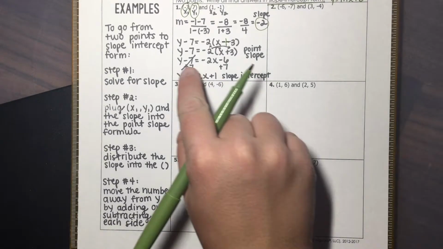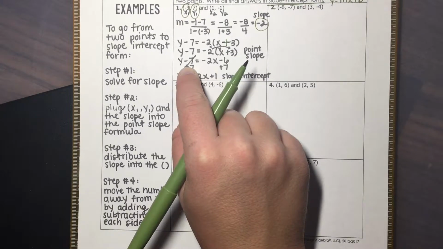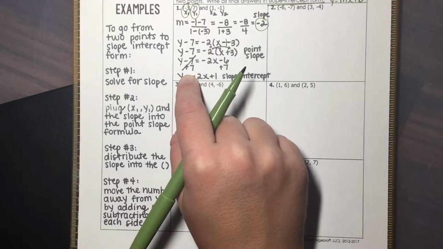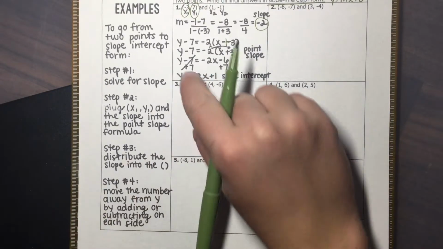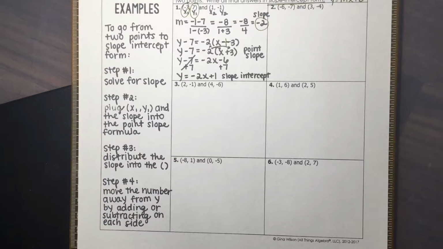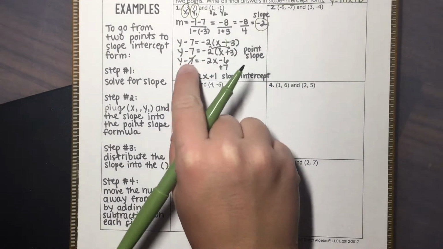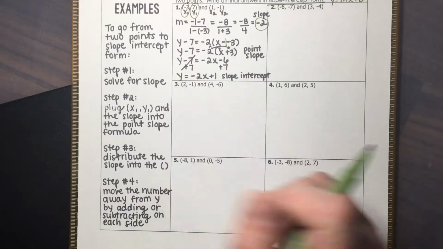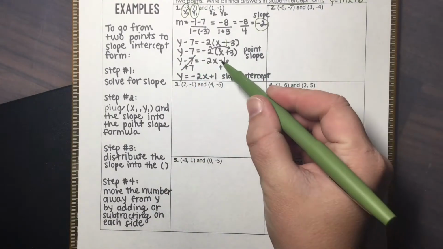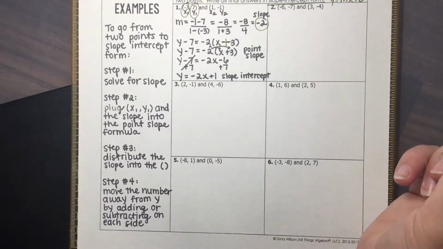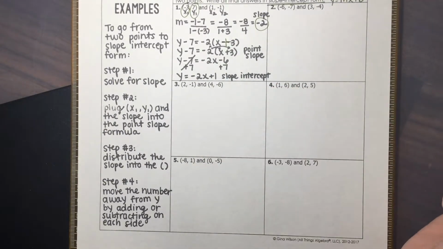So if I look, I have y minus 7. The opposite is going to be a plus 7 there, so I add 7 to each side. When I do that, this left side cancels out, and then I just have to do some simple math there, okay? So on this left-hand side, I get y equals all by itself. That negative 2x doesn't change. And then here I have negative 6 plus 7. So I now have a positive 1.